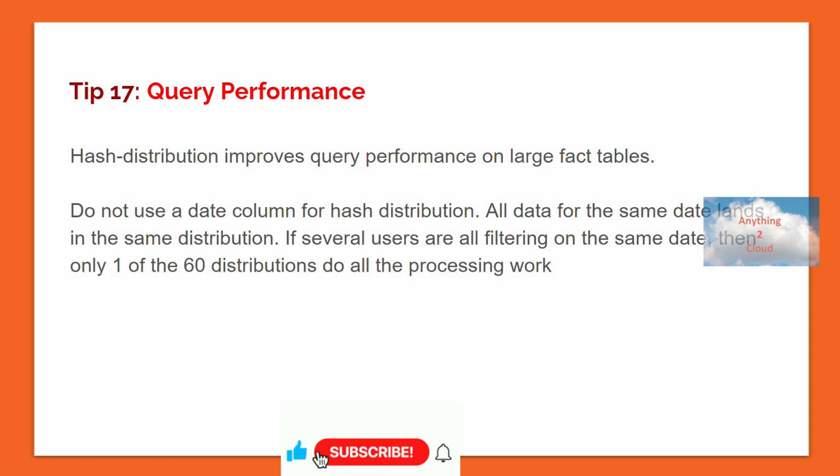Do not use a date column, because when you use a date column, all the data pertaining to a particular date will go into the same folder. So again, when multiple users are reading with filtering on the same date, everyone is going to hit only one partition. They do not use the other partitions. It is better if you use another ID column, so the data will be distributed across all the folders.